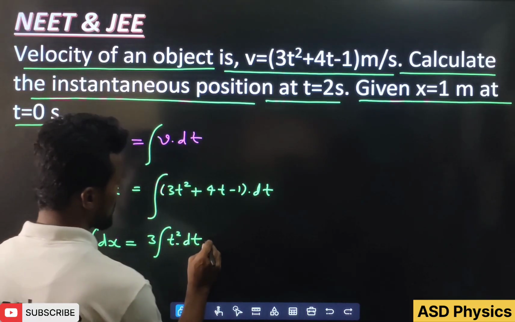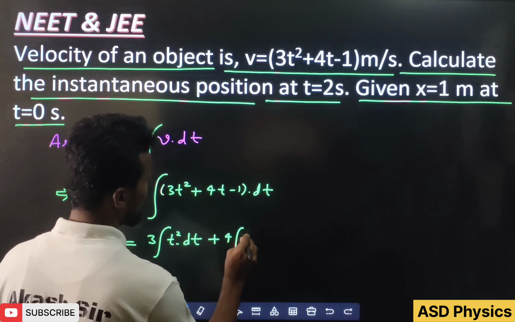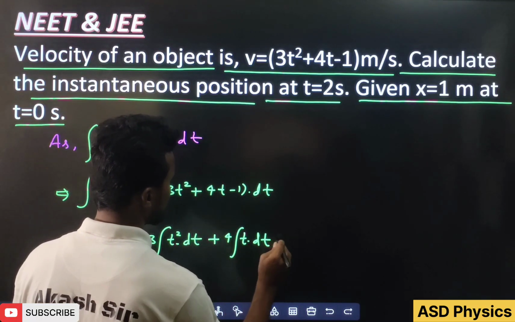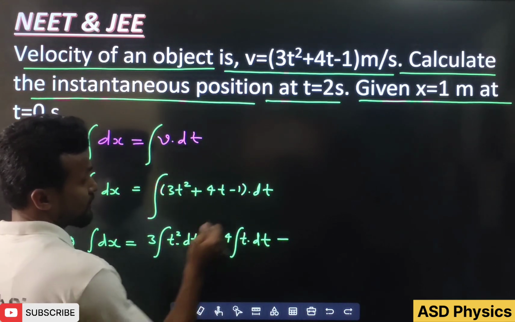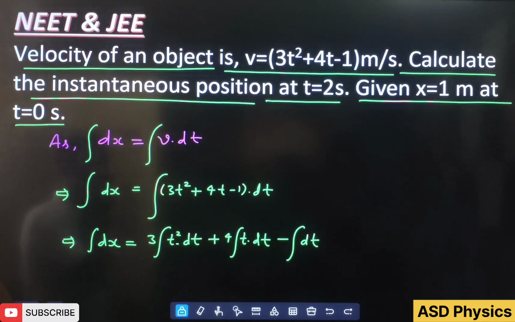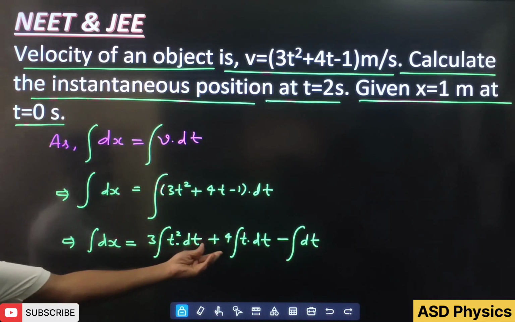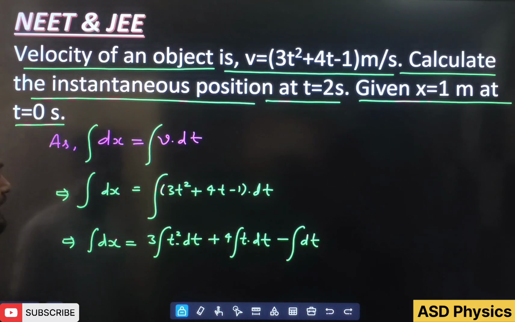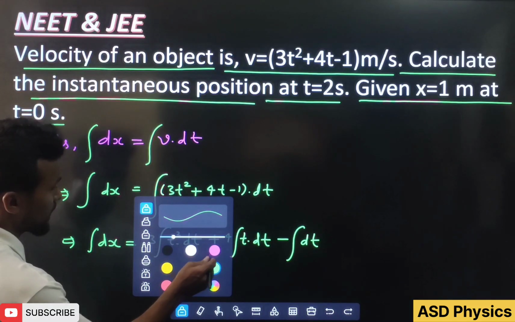Now one step I have reduced. Plus 4, and it will become t into dt, minus what will happen? The dt will be multiplied here, so it will become dt. Kindly see very well. So 3 will come outside, t square dt, again 4 will come outside, t dt, and again minus dt. Now students will put the limits here.